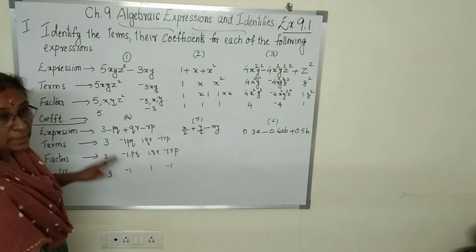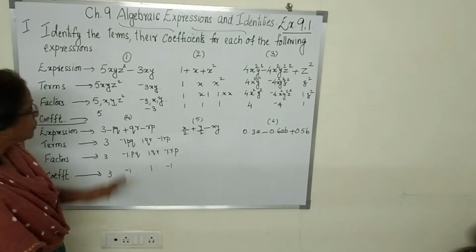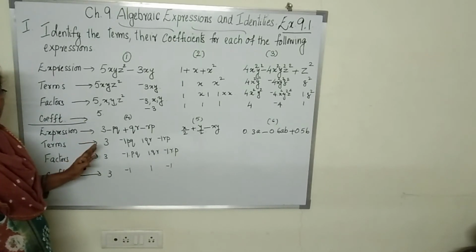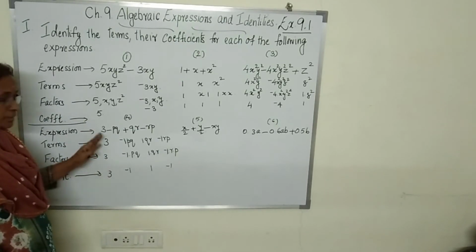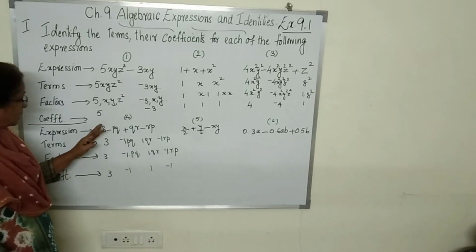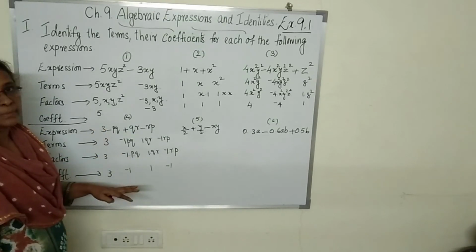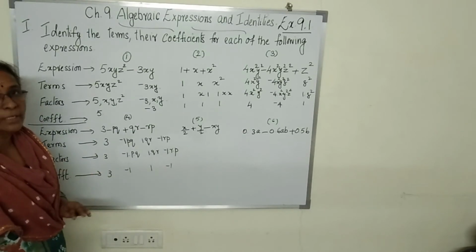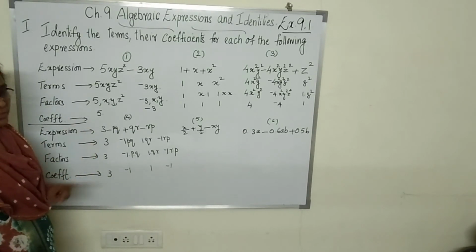When there is no variable, it is called a constant term. Coefficients can be either a constant term or a variable term. So here when they say simply coefficient, it means only the numerical term.